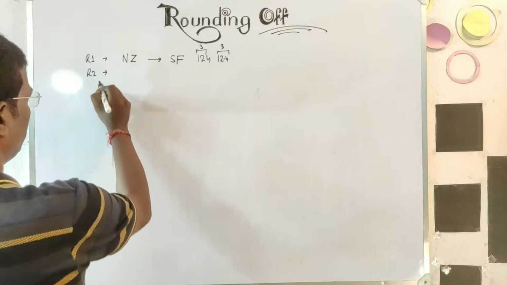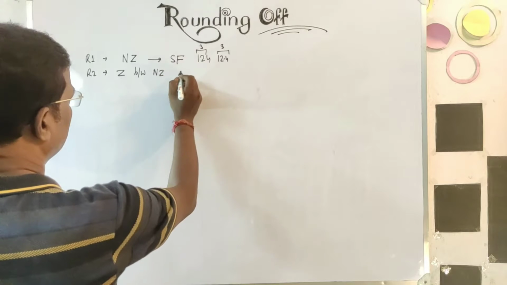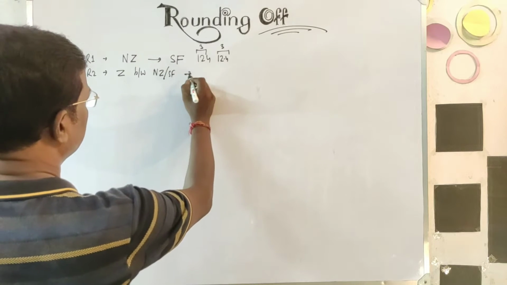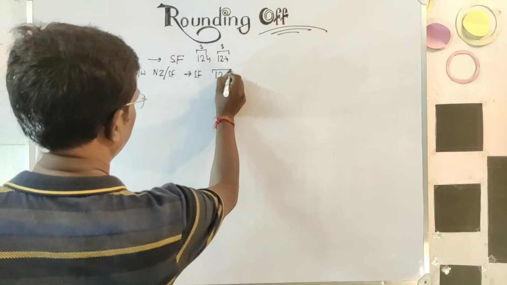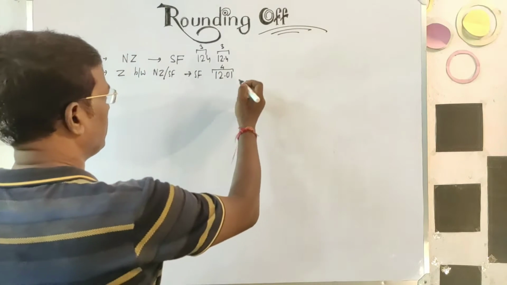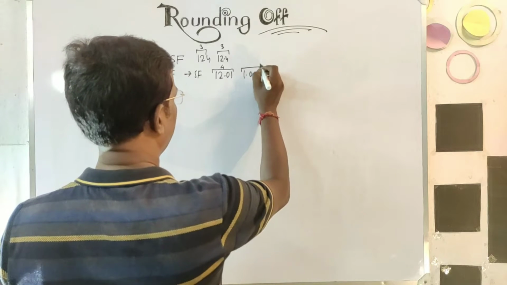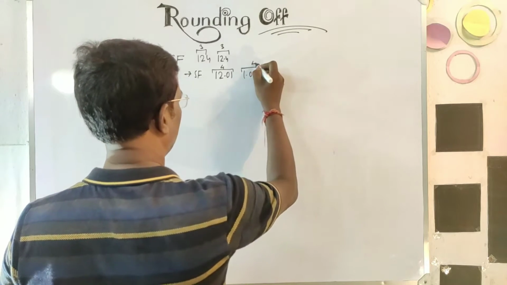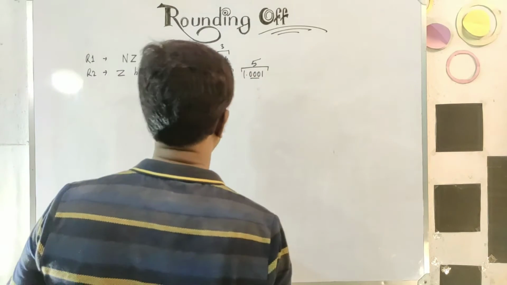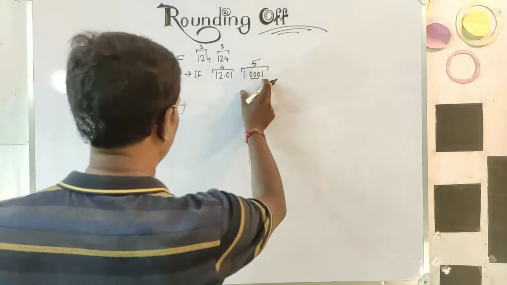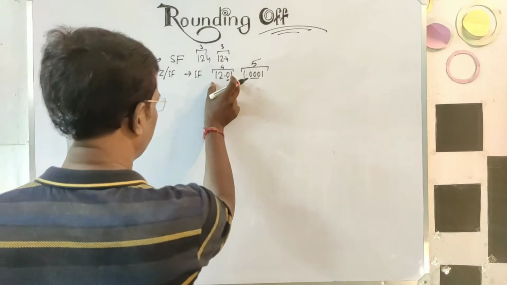Now rule 2: zeros trapped between non-zeros, or significant figures, are considered to be significant figures. For example, 12.01 has 4 significant figures. Now 1.0001 has a total of 5, as the zeros are trapped between these two non-zeros, or significant figures, hence it has 5 in total. Why? Because these zeros are trapped between these two.